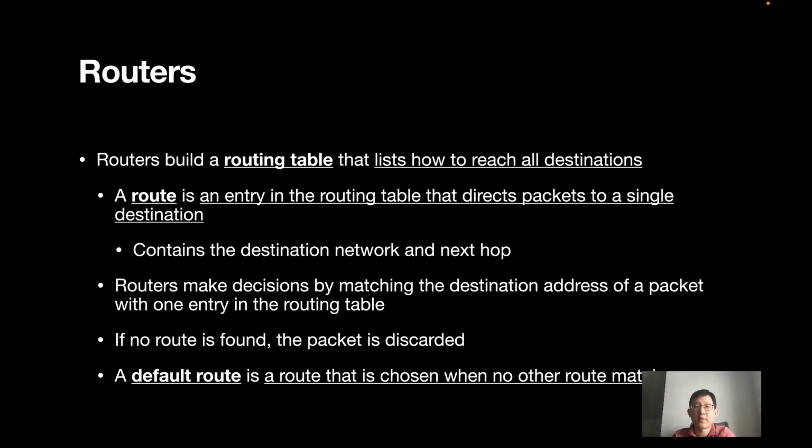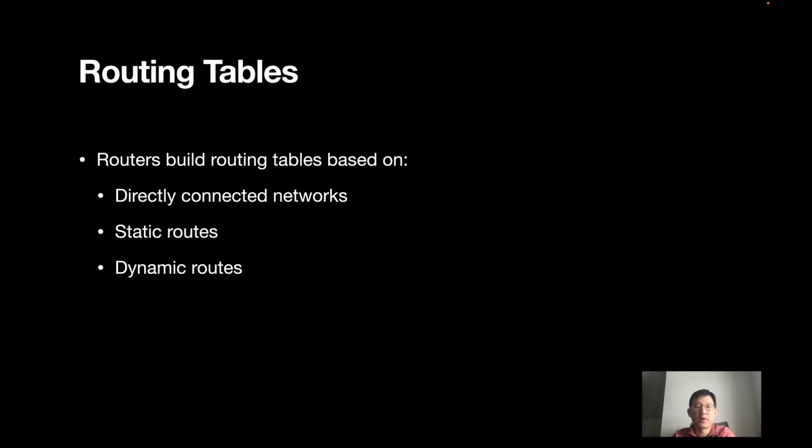But how does a routing table get all of its entries? Well, there are three different sources. Number one is directly connected networks, and that's pretty self-explanatory. But there are two other route types. One is called static routes, and second is the dynamic route.